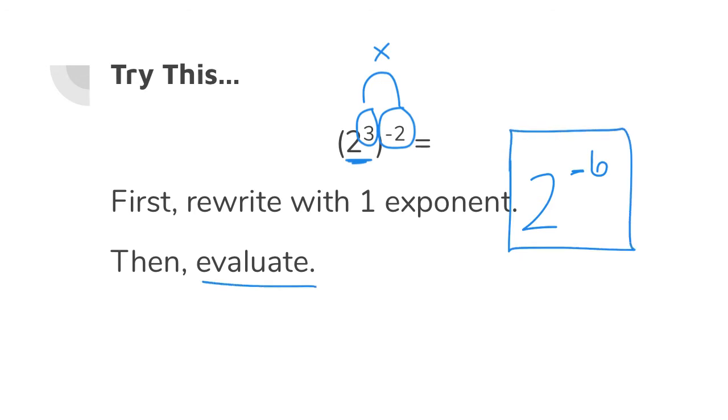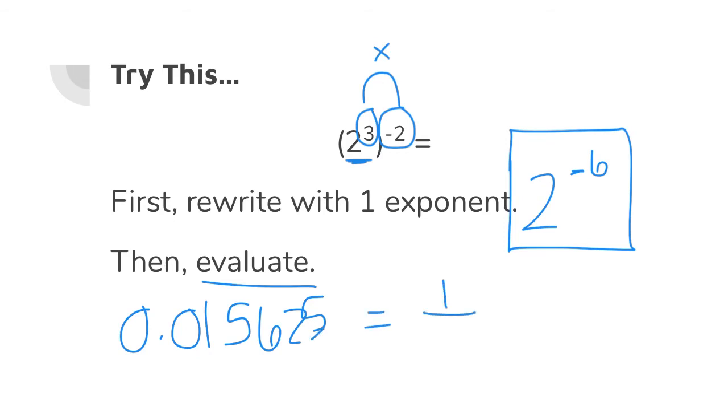But it also says it wants me to evaluate. So if you were to use a calculator or Desmos and take 2 to the -6, you will get a decimal. You'll get this decimal. I would just like to say in a future lesson, we'll find out this is the same as 1 over 64.